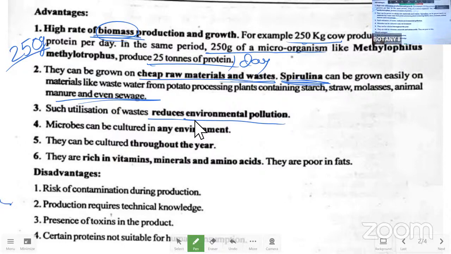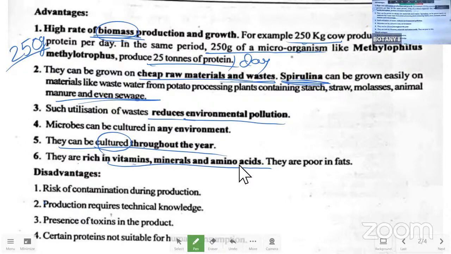And the next one is these can be cultured throughout the year. That means these microorganisms can be grown every day, without any season being mandatory for us, and the environment is not mandatory. So throughout the year, we can grow them. Cultured means growing. If you cannot use this word, you can say we can easily grow these organisms throughout the year. And these proteins are very rich in vitamins, minerals and amino acids, and fat quantities are very low in these organisms from which we are extracting the proteins. We are concentrating on the proteins, not on the fats. So these proteins are very rich in vitamins, minerals and amino acids, with a small amount of fats. These are the advantages.